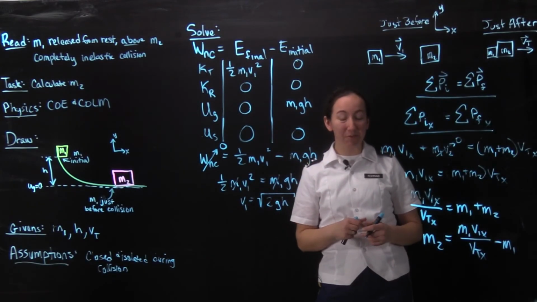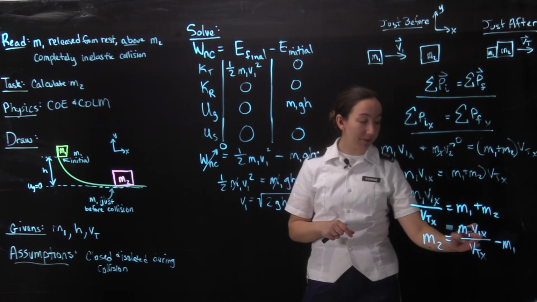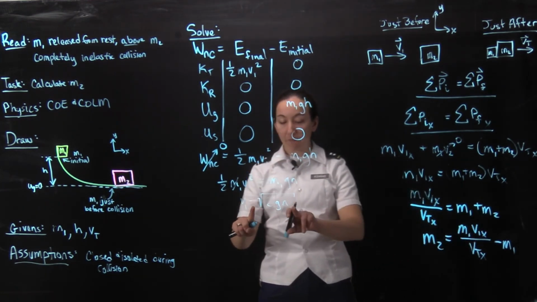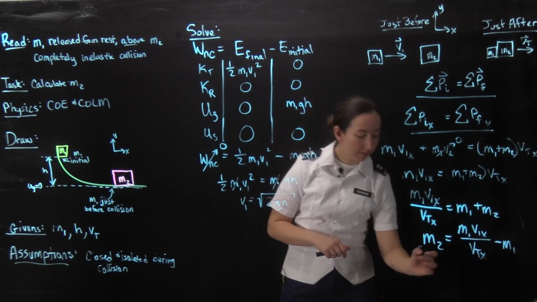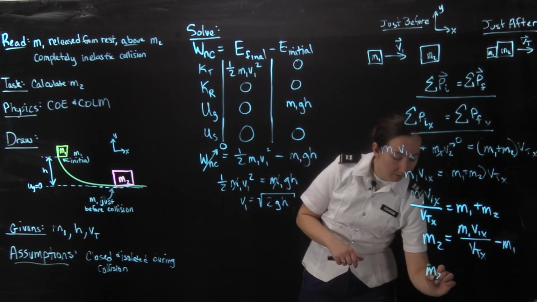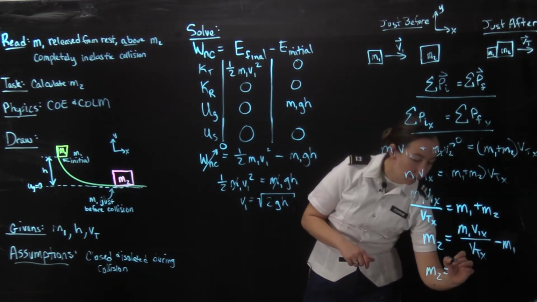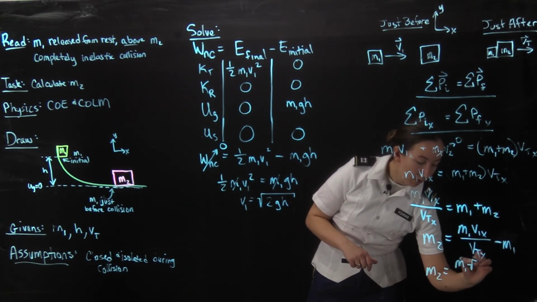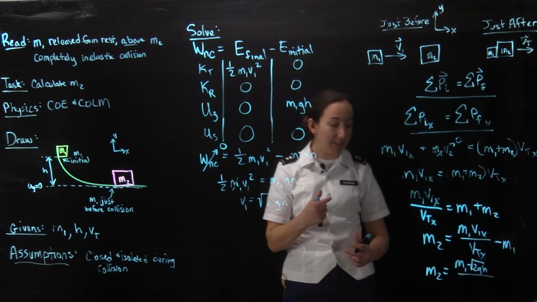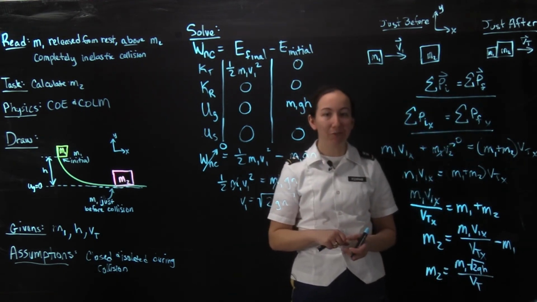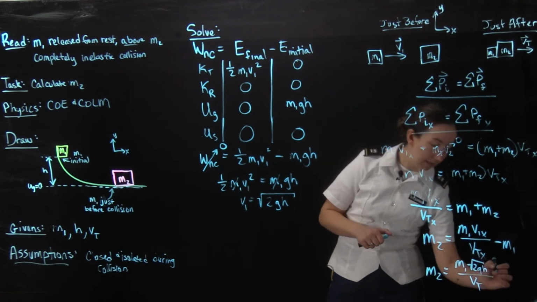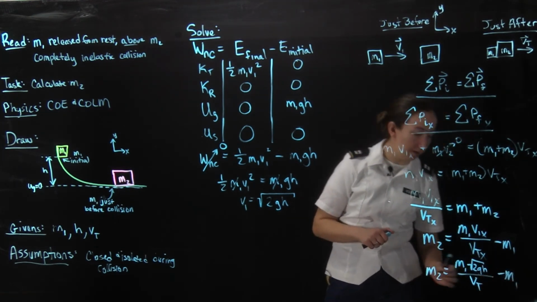All right, so the final step we're going to do is substitute in this value right here over into this equation. So I have mass 2 is equal to mass 1 times the square root of 2 times acceleration due to gravity times that h value, all of that divided by the speed, the magnitude of the total velocity, minus mass 1.